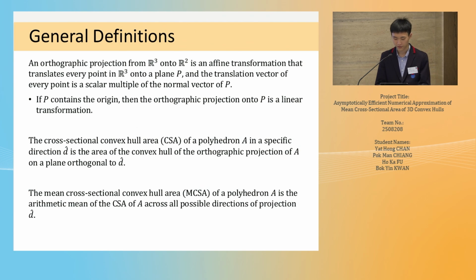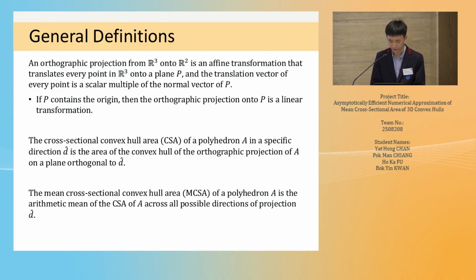Firstly, here are general definitions. We define an orthographic projection as an affine transformation that flattens 3D space onto a plane along the plane's normal vector. The cross-sectional convex hull area of a specific polyhedron in a specific direction, which we abbreviate as its CSA, is the orthographic projection's area of the polyhedron in that direction. And we call the arithmetic mean of a polyhedron's CSA across all directions of projection its mean CSA.